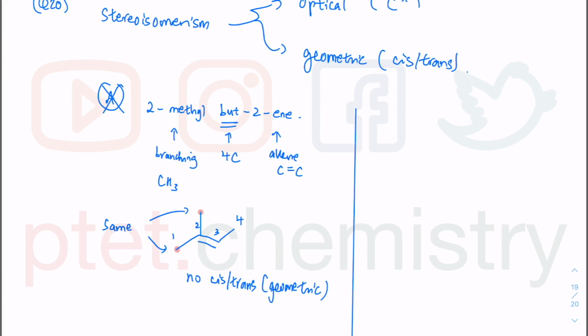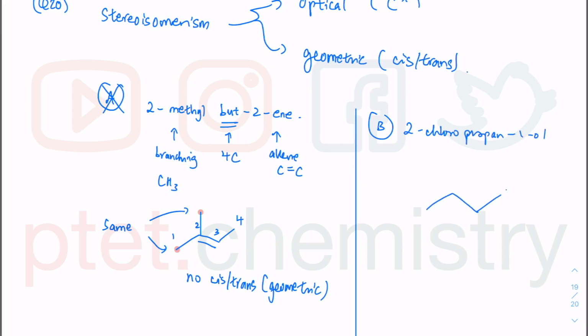So let me go through B. What do I have in B? I have 2-chloro-propan-1-ol. So I have propan-1-ol, so 1, 2, and 3. I have 2-chloro. What I can see is I have a chiral carbon because this carbon is bonded to 1, 2, 3, and there's a hydrogen, 4 different groups.